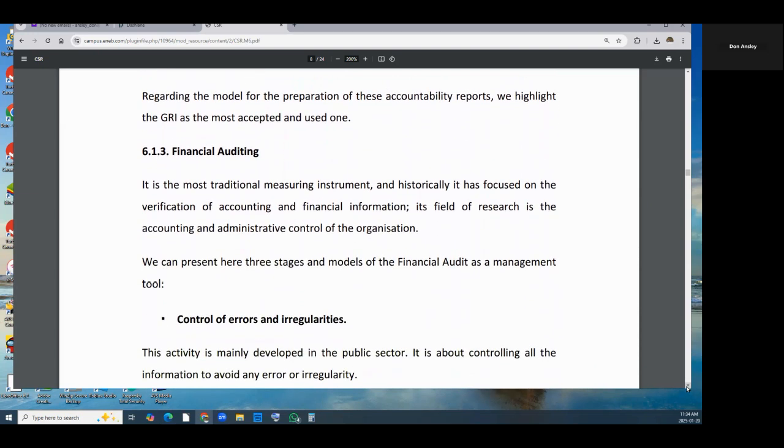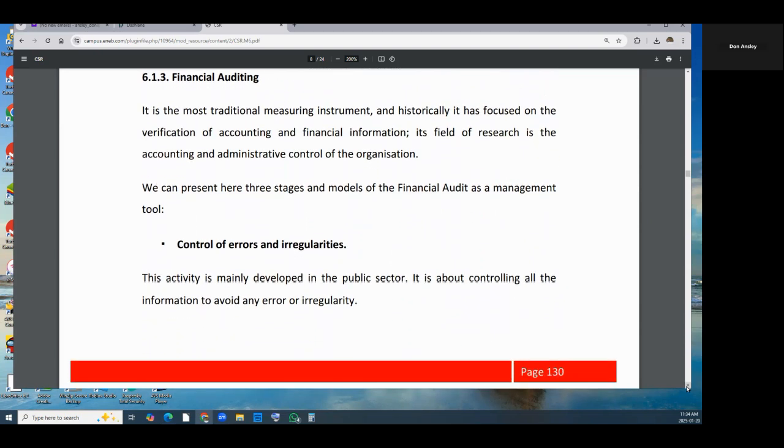6.1.3, well, financial auditing, the most traditional measurement device, historically has focused on the verification of accounting and financial information. Its field of research is the accounting and administrative control of the organization, and we can present the 3 stages and model of the financial audit as a management tool.